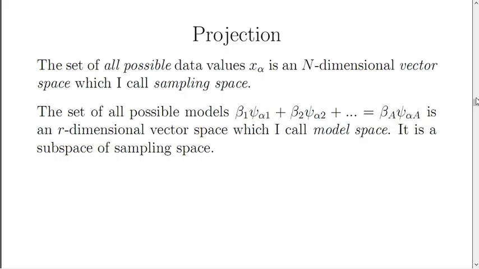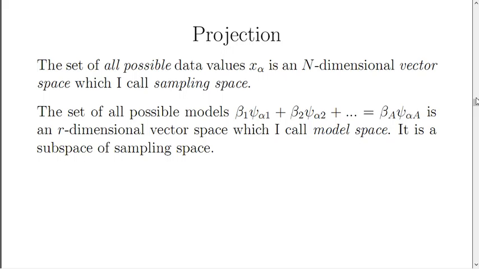Now, this whole thing really amounts to something that can be thought of as projection. The set of all possible data values is a set of n numbers if we have n data values. We can use this to define an n-dimensional vector space. I call it sampling space. And we can show, if we wanted to go into all the details, that it has all the properties that are required to call it a vector space. It's an n-dimensional vector space because there are n independent quantities required to define a point of it.